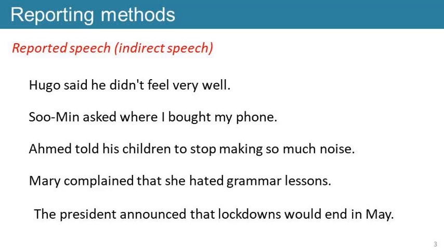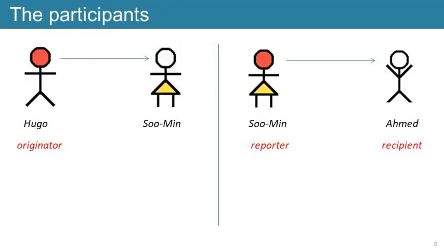So the rest of this lesson will focus on the second reporting method, i.e. turning someone's exact words into your own version of them. This is called reported speech in this lesson, but it is also called indirect speech in some grammar books and online resources. Reported speech involves three participants: the originator of the information, the reporter who passes the information on to someone else, who is now the recipient of that passed on information.